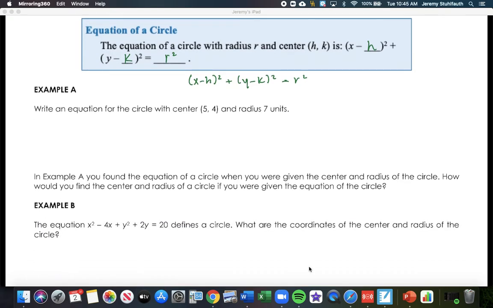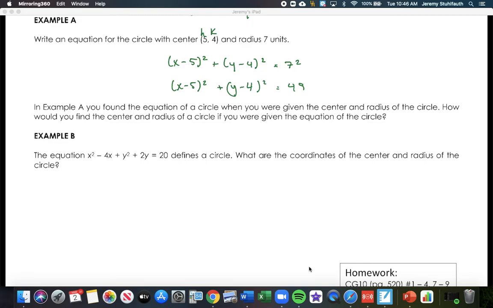So in example A, it says write an equation for the circle with center 5, 4 and radius 7. So h, k. So you have x minus 5 squared plus y minus k. k is equal to 4, so y minus 4 squared is equal to 7 squared. And if we simplify that, we have x minus 5 squared plus y minus 4 squared equals 49.